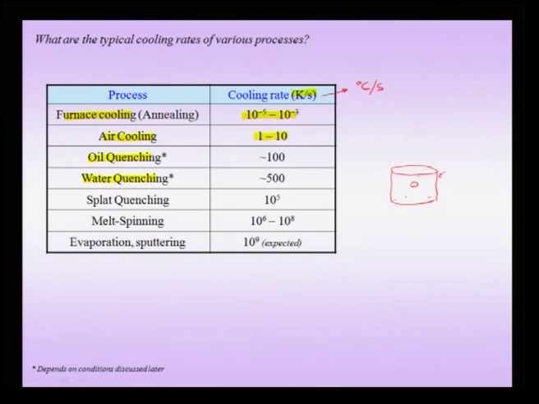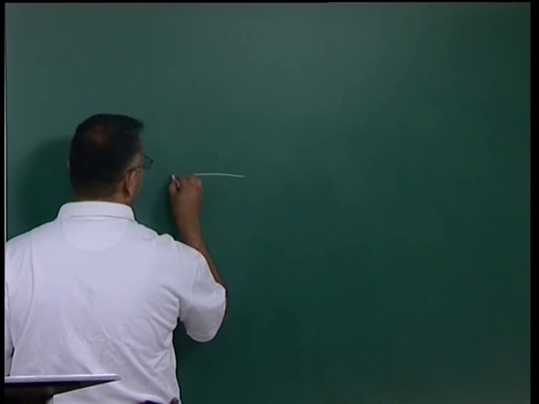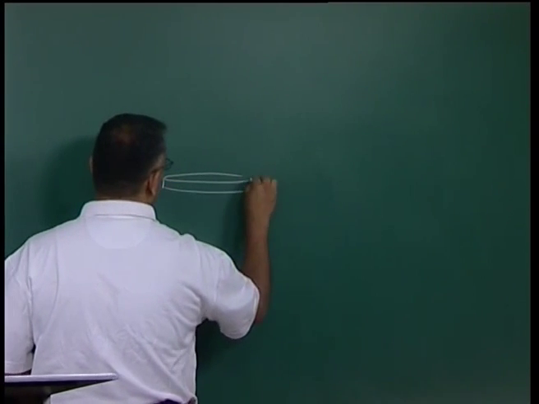Oil quenching can give you a higher cooling rate, of the order of about 100 degrees Celsius per second, and water quenching even higher, about 500 degrees Celsius per second. These two stars indicate that there are further details involved, which we will consider in the coming slides. There are further techniques like splat quenching, and I will go to the board to explain what splat quenching is. In splat quenching, we typically have a substrate of high thermal conductivity. For instance, you may have a copper substrate.